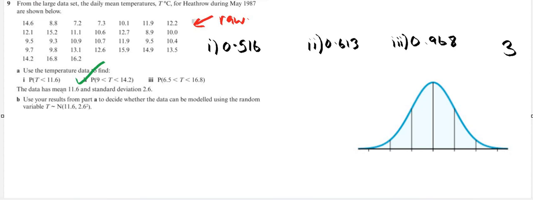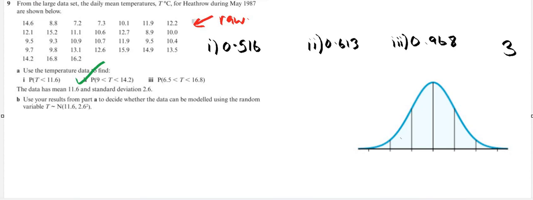Take care of. Right, now they tell us the data has a mean of 11.6 and a standard deviation of 2.6. We need to show our results from part A to decide whether the data can be modeled using random variable T. So remember, T is our discrete random variable, modelled roughly as a normal with the mean we've just been given and the standard deviation we've just been given.